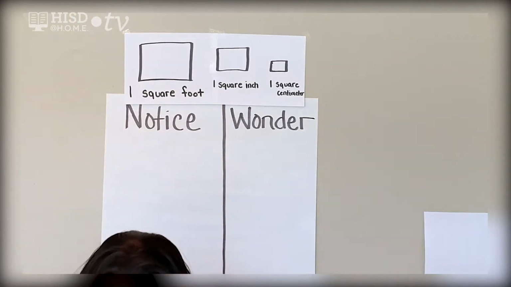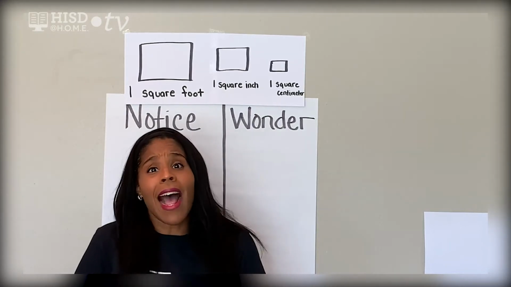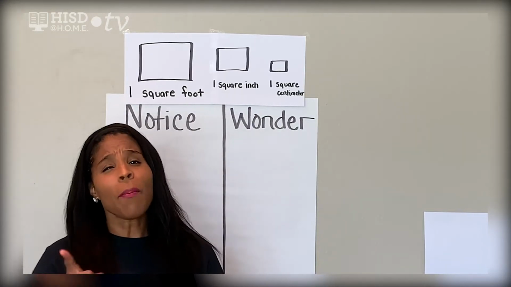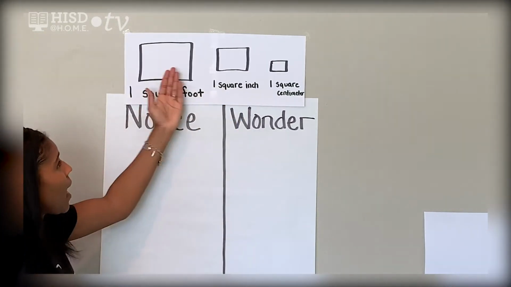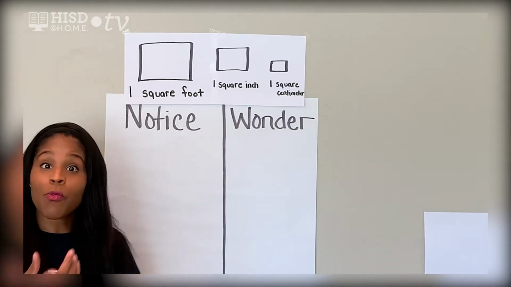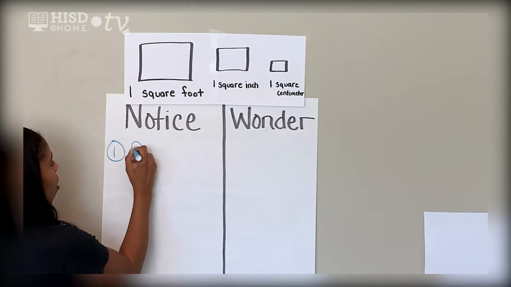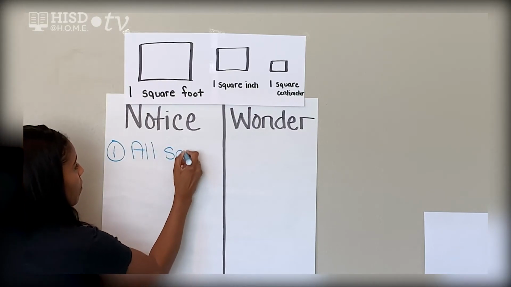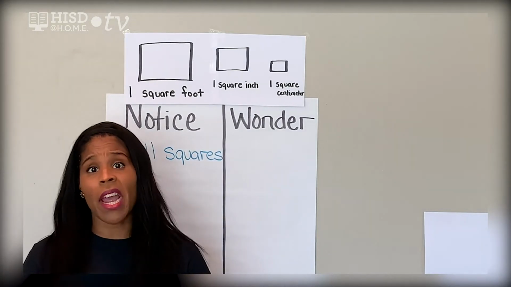Okay, I hope that you guys have some things that you notice and you wonder. Now, there are things that I noticed and that I wondered. So I'm going to write down some things that I noticed. As I looked and reviewed my squares, I have 3 squares here. And I noticed that they're all squares. So that is one thing that I noticed. I'm going to write that down. All squares. Because they are. They're all squares.